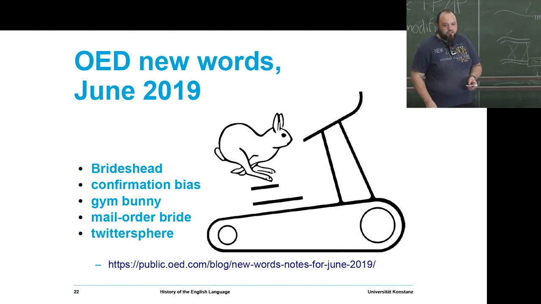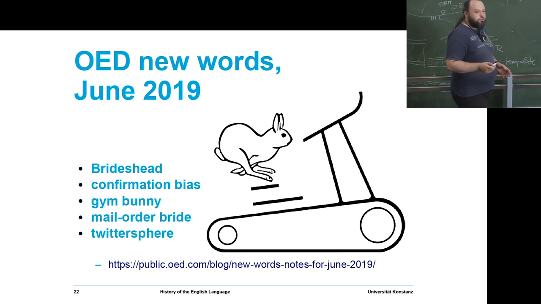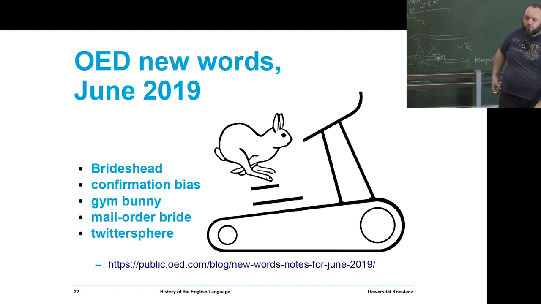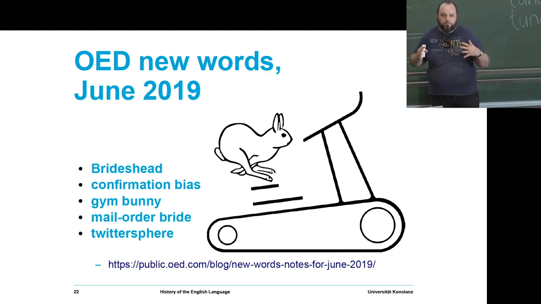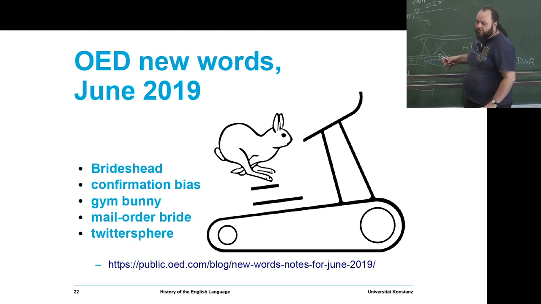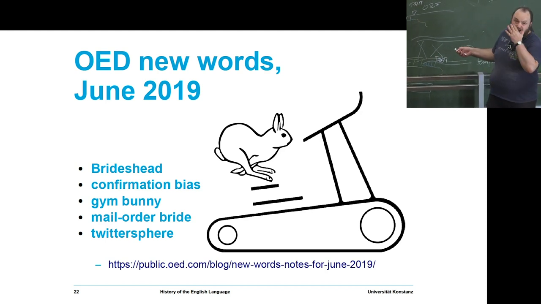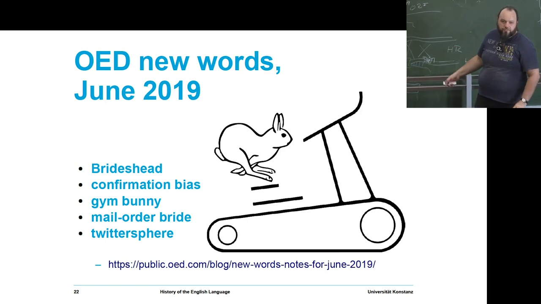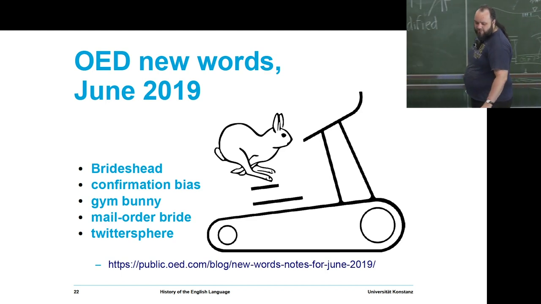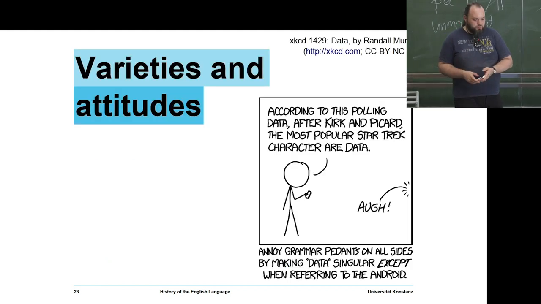So some of these are old words that have only now been introduced to the Oxford English Dictionary. So confirmation bias, for instance, has been around for a while. At least the individual parts of it have been around for a while. Brideshead has been around for a long while, but these words have only just made it into the dictionary. Some of them are genuinely new words and phrases like Twittersphere, which can't have been around for any longer than Twitter has. So these are some of the new words of the period. And there are more all the time.